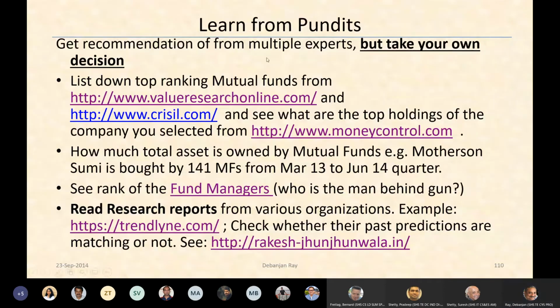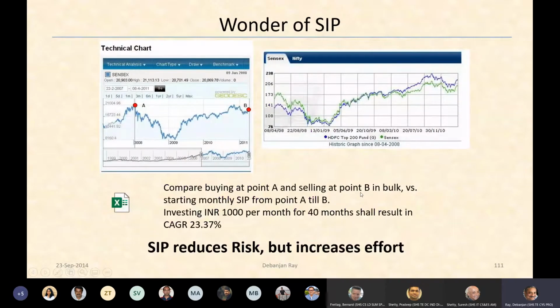Okay. I've not visited Crisil. Crisil is a rating company where individual companies are rated. You will get a lot of reports from the Crisil side. Now, let me go to the next point.